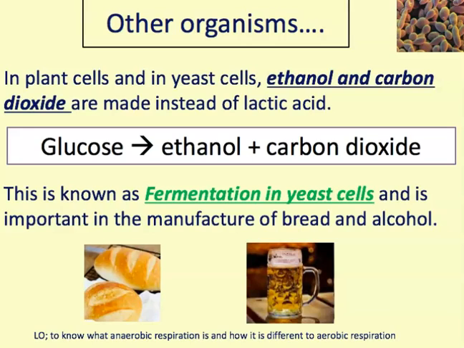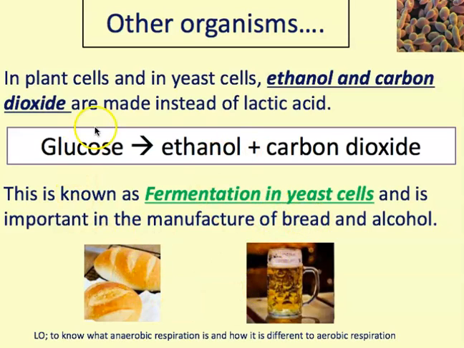Okay, so anaerobic respiration also happens in other organisms such as plant cells and yeast cells, but instead of lactic acid being made, ethanol and carbon dioxide are the products. So glucose makes ethanol plus carbon dioxide. Again, this is an equation that you do need to know, so please make sure you are writing this information from this slide.